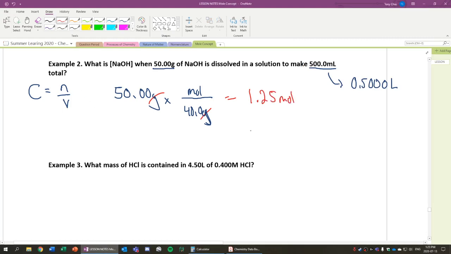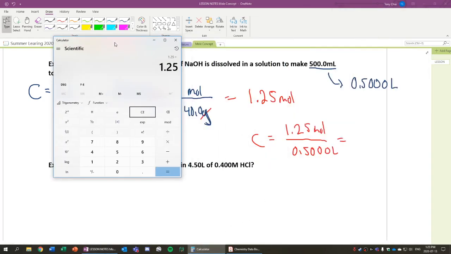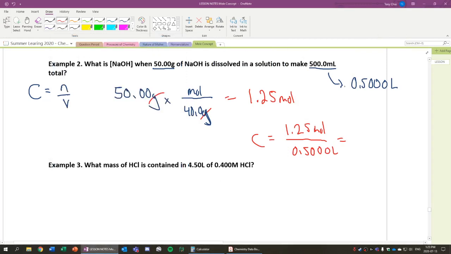Now we can solve for it, because C will be equal to 1.25 moles divided by 0.5000 liters. And what we're going to get here, dividing by 0.5, is 2.5. To 4 sig figs, 2.500 molarity of NaOH will be created.